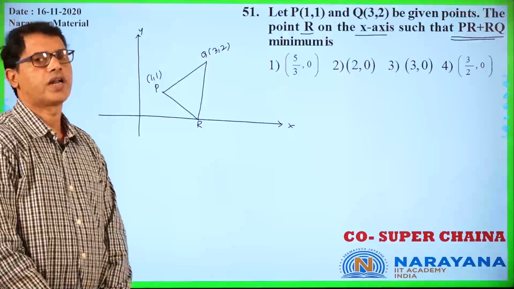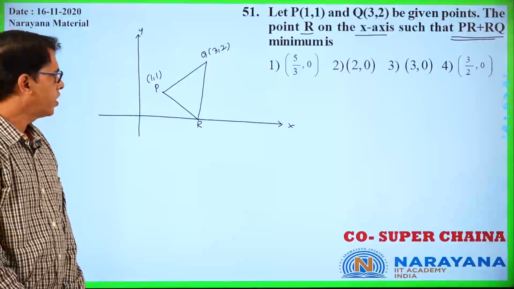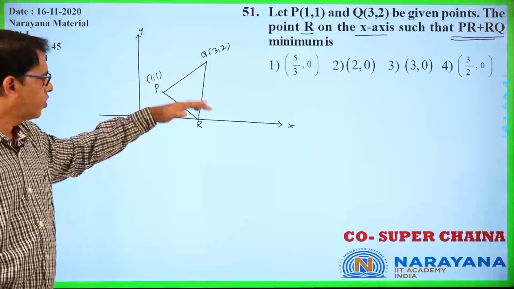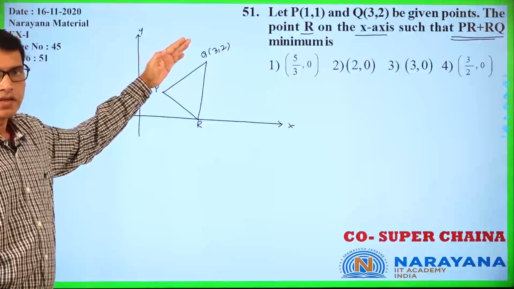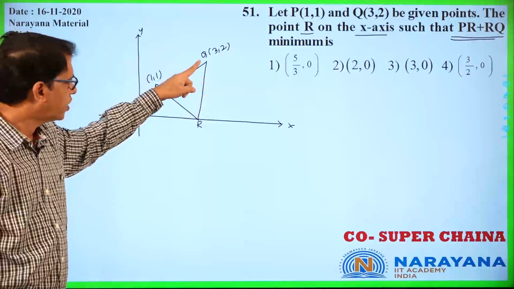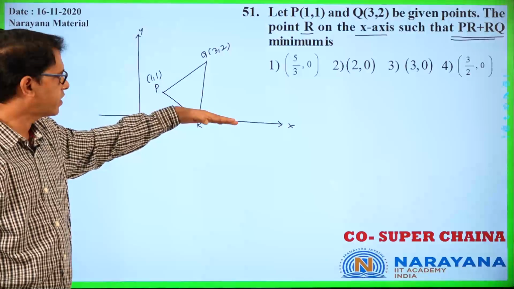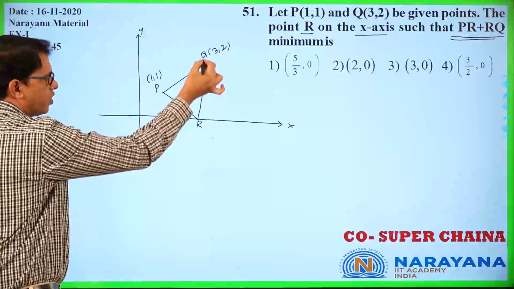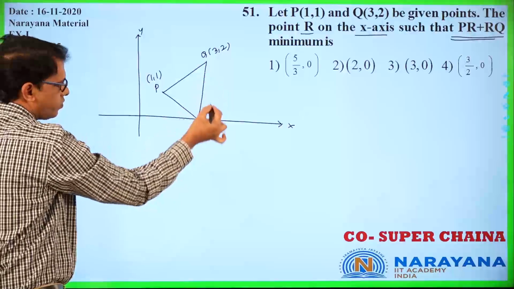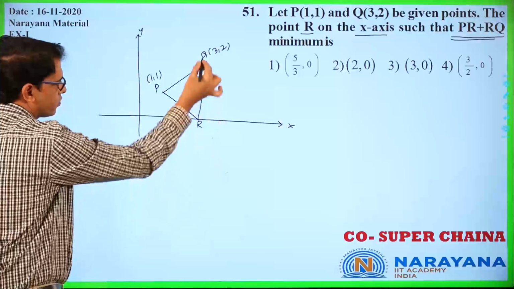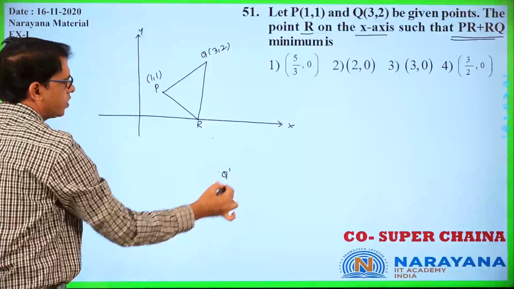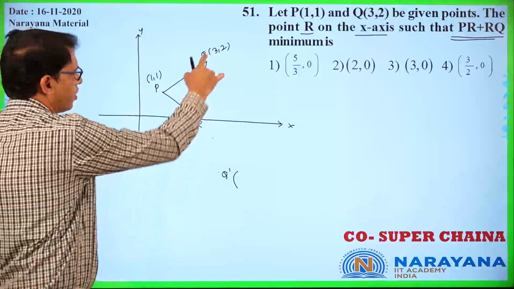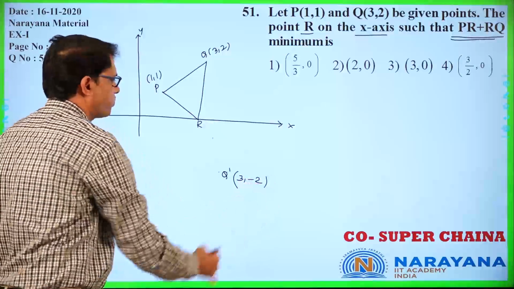If the questions are like this, you see here these 2 points P and Q lie on the same side of the x-axis. So to find the minimum value, you take the image of Q with respect to the x-axis, say Q dash. What are its coordinates? x same, y minus 2.